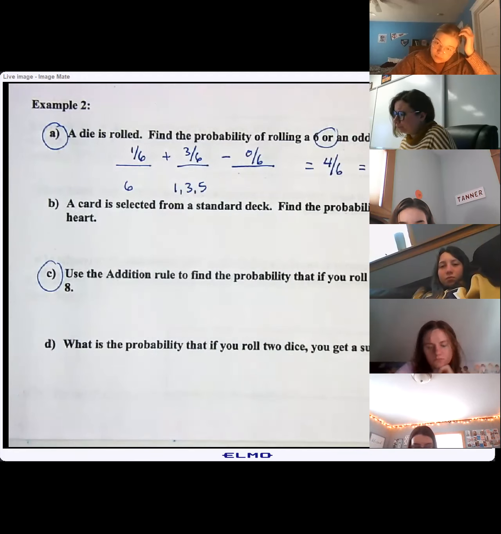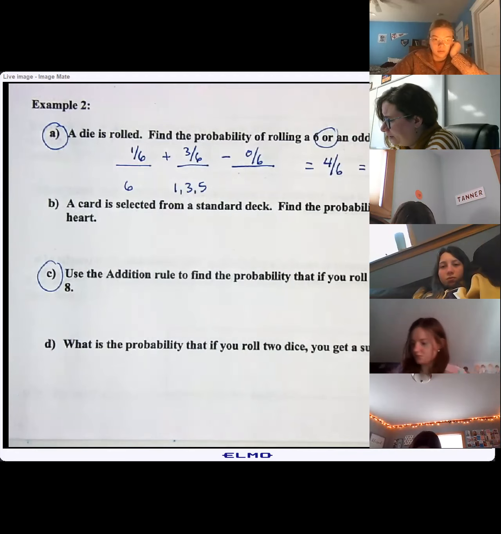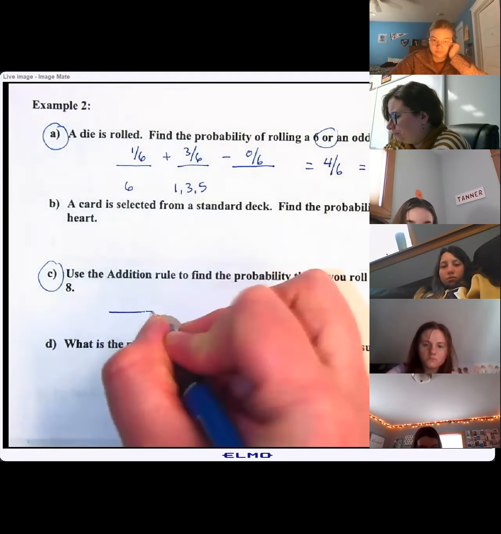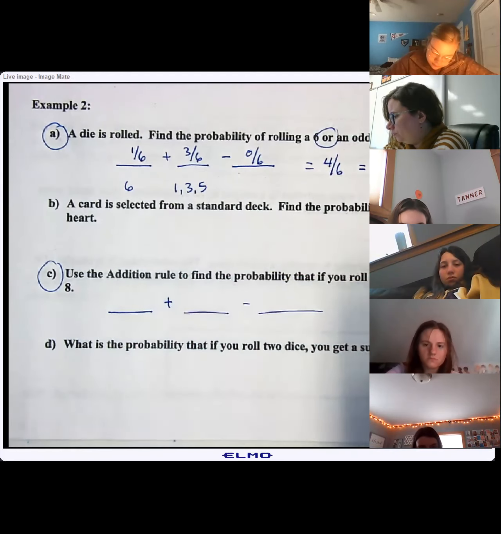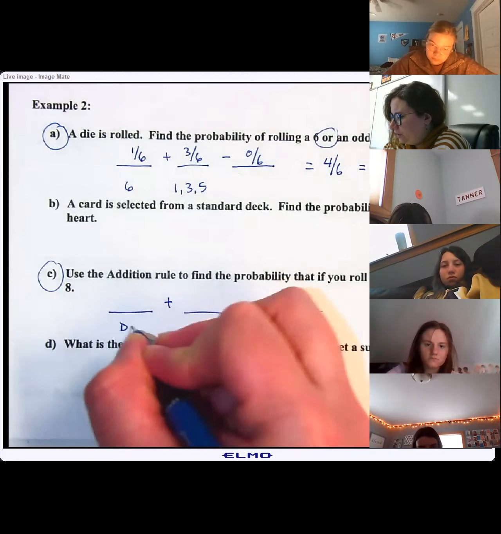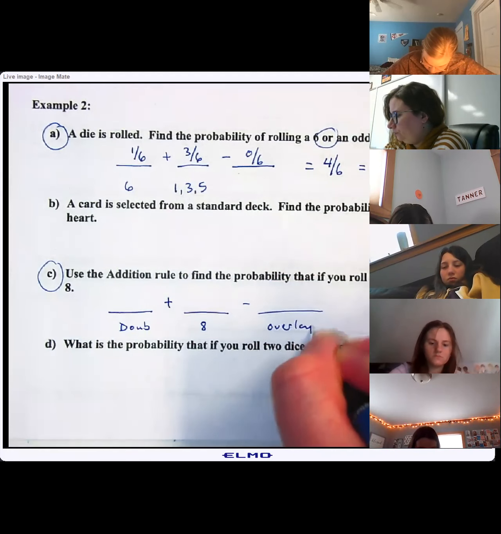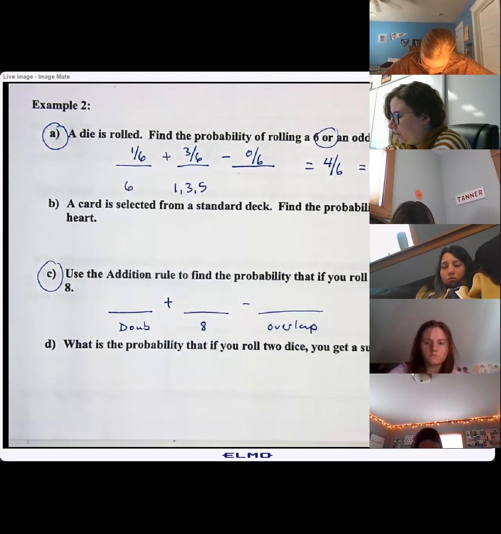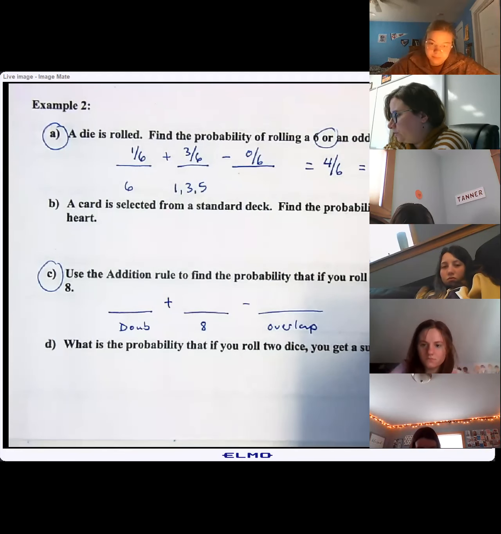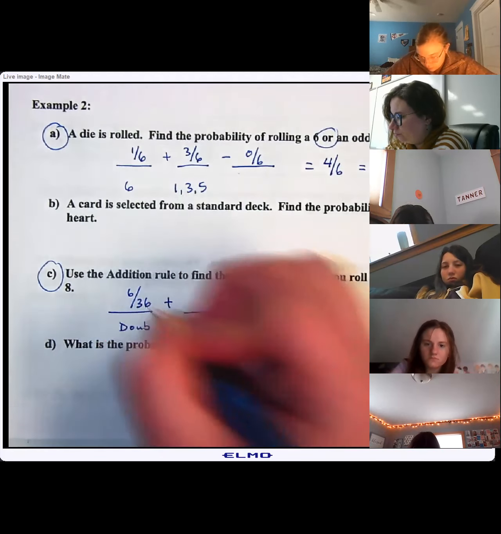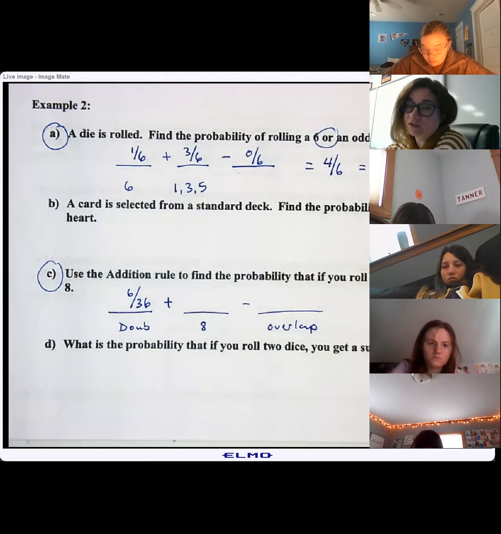All right, C, use the addition rule to find the probability that when you roll 2 dice, you'll get doubles or a sum of 8. Okay. All right, so here's our doubles, here's sum of 8, and here's the overlap. If I get doubles, I could get double 1s, double 2s, double 3s, double 4s, double 5s, double 6s. That's 6 out of 36 choices. Does everybody remember why it's 36 choices? Because 6 times 6 for the 2 dice.